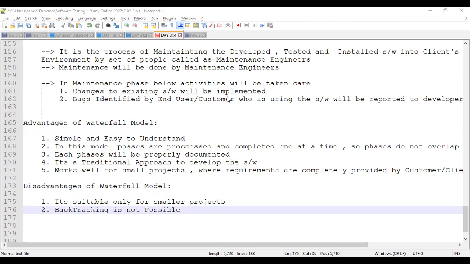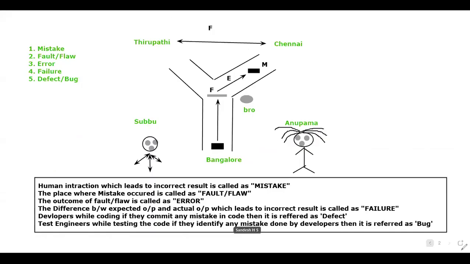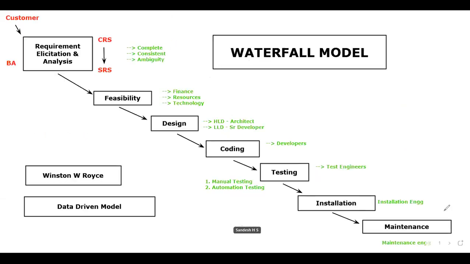See here, assume that as a test engineer, you might have tested the software completely and you have given it for installation. Installation is yet to happen. At that point of time, the design people will come and say, hey, sorry, there is some mistake in the design. Again you cannot go back and do the steps properly. Backtracking, you cannot do that.